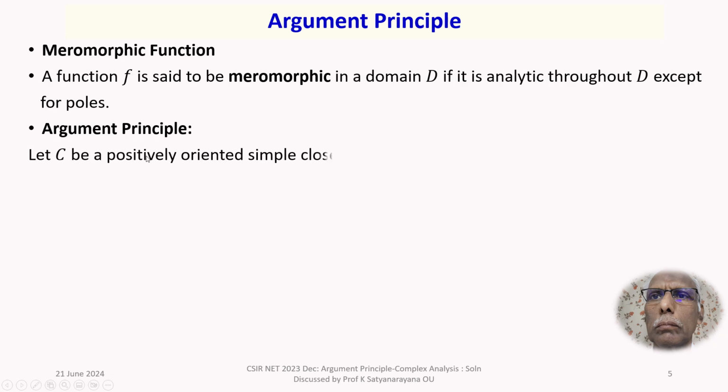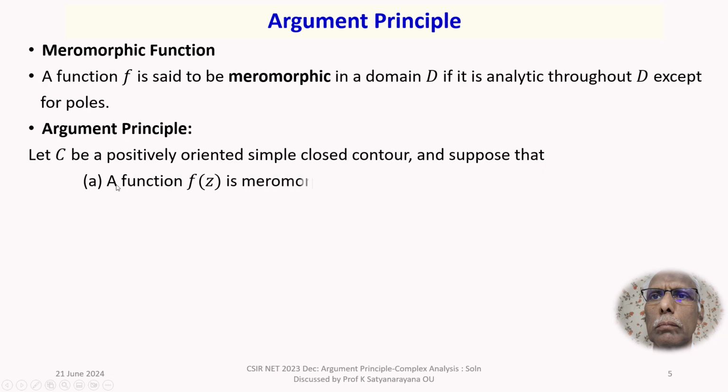Let C be a positively oriented simple closed contour, and suppose that the hypothesis is: A, the function f of z is meromorphic in the domain interior to C. So interior to C, the domain is there. In that, the function f of z is meromorphic. That means it is analytic throughout the interior of C except for poles.